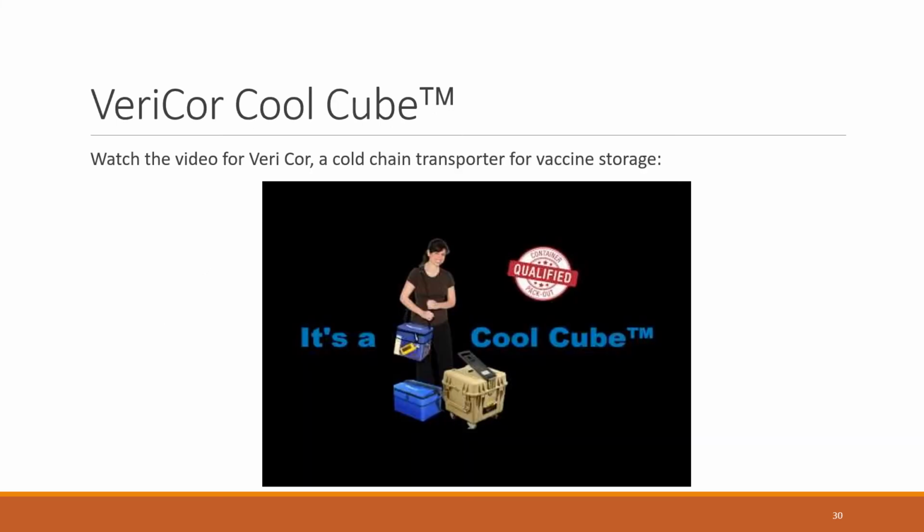Here's another video that may not run, so I'm going to describe what it is. The VeriCore Cool Cube, or the transporter, is what we use for transporting vaccine. We are required to use special transporters for vaccine to maintain the cold chain. The transporter has tiles inside that have been frozen, then thawed to refrigeration temperature, and they line the inside of the transporter, maintaining the temperature from 36 to 46. These tiles can be a source of temperature excursion.